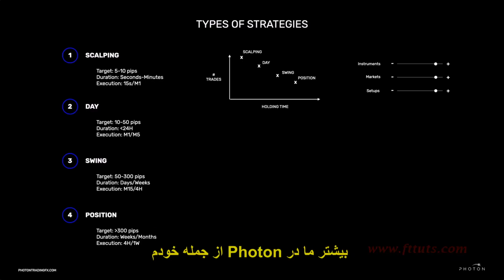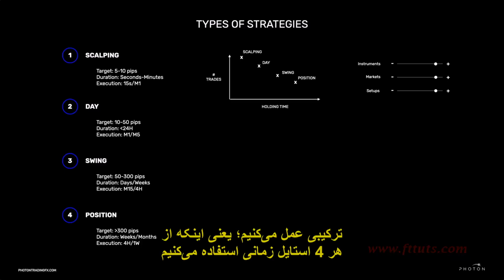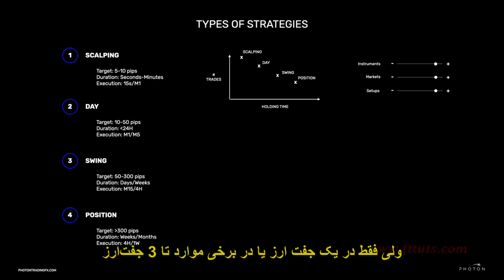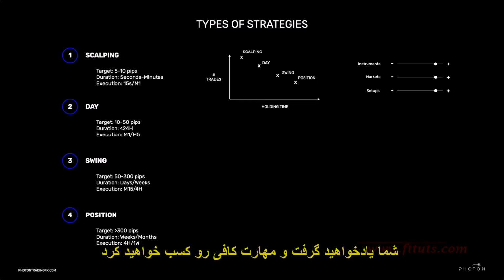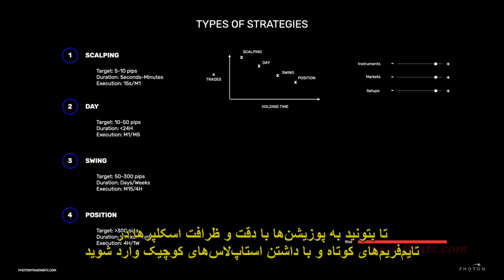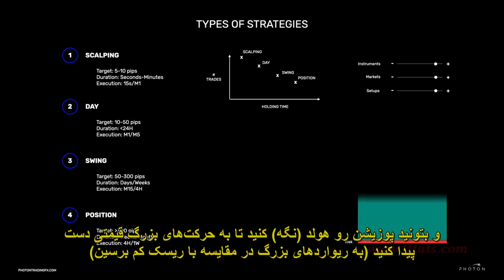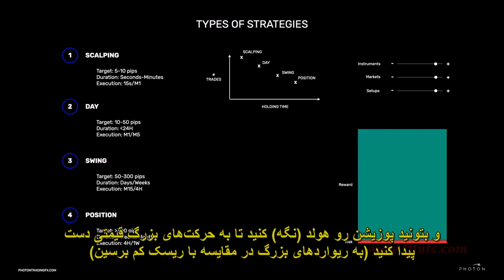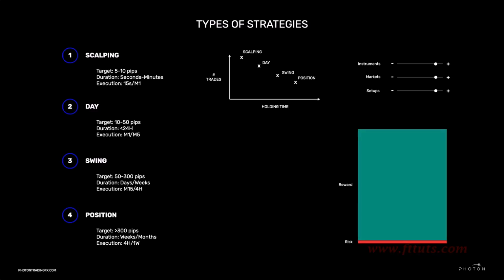Now, the majority of us in Photon, and myself included, take a much more hybrid approach, and we essentially trade all four of those time-based styles, but on just one pair alone, or in some cases maybe just 2 or 3 pairs at an absolute maximum. So you will learn and develop the skill set to be able to enter a position with the accuracy and refinement of a scalper on the lower time frames with a very small stop loss size, but to then hold and target the larger price movements of a swing or even a position trader for insanely huge risk to reward trades.